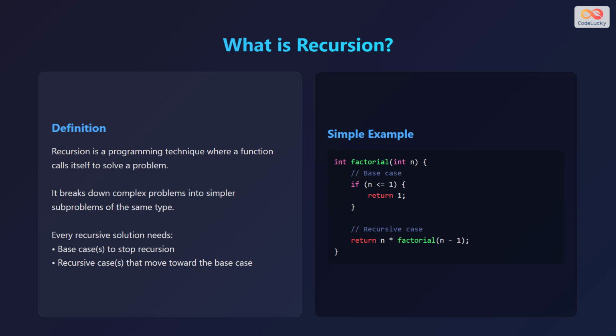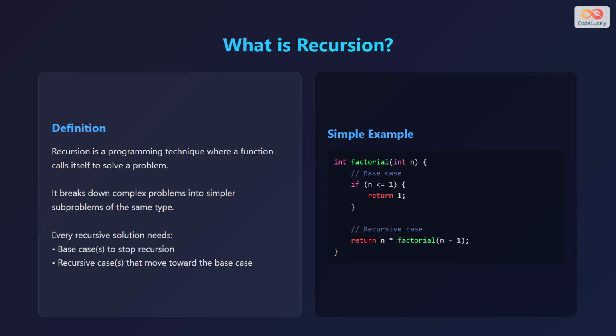In programming, recursion is a technique where a function calls itself in order to solve a problem. It's a powerful way to break down complex problems into smaller, more manageable subproblems of the same type. Now, every recursive solution needs two key elements. First, base cases. These are the conditions that tell the function when to stop calling itself and return a direct answer. This prevents the function from running forever.